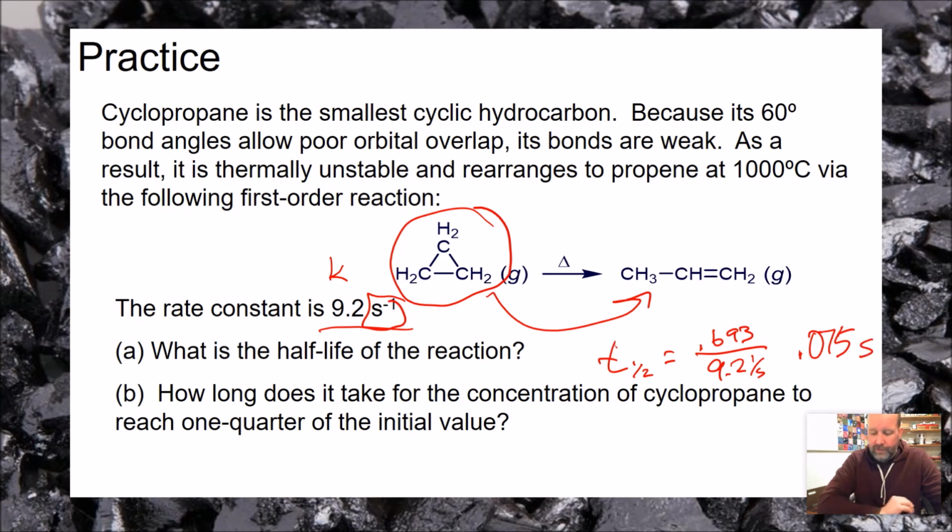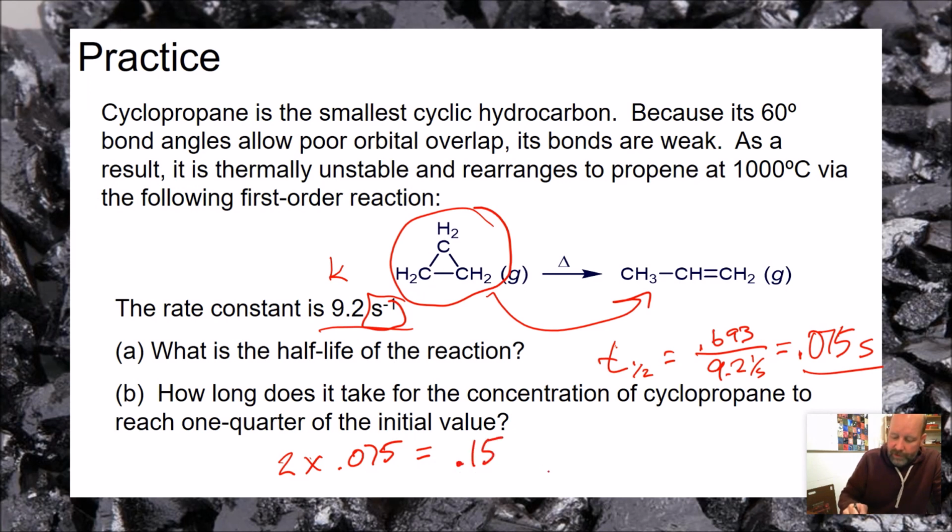Do a little calculation, and we get the half-life is 0.075 seconds. How long does it take for the concentration of cyclopropane to reach 1/4 of the initial value? So 1/4 is 2 half-lives. 1 half-life is that. So 2 times 0.075 equals 0.15 seconds. All I did is multiply by 2, because to get to 1/4, it's 2 half-lives. 1 half-life gets me half, another half-life gets me 1/4, so 2 half-lives.